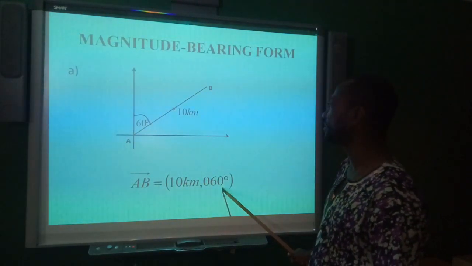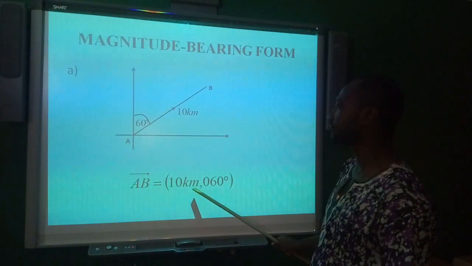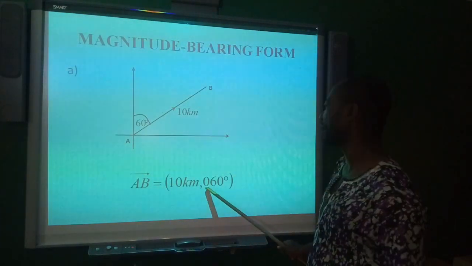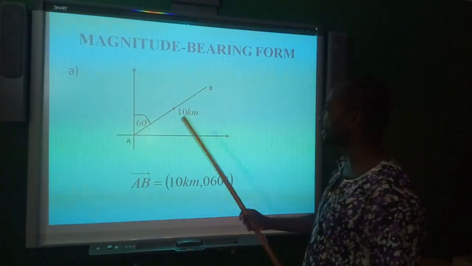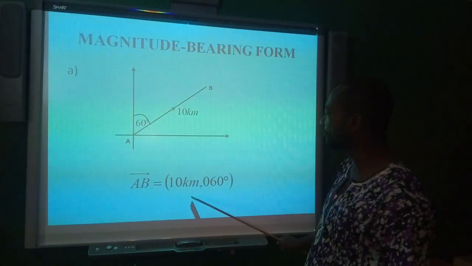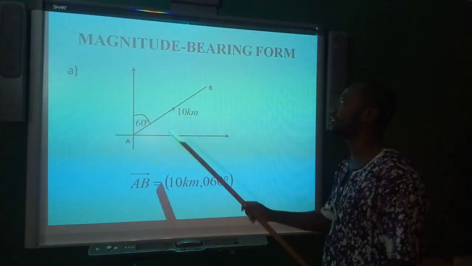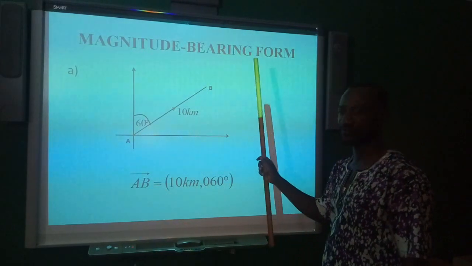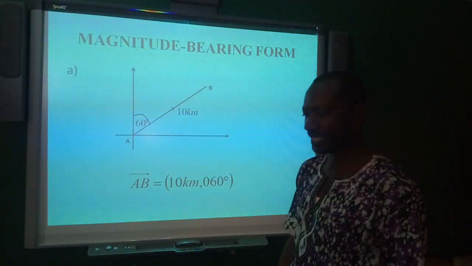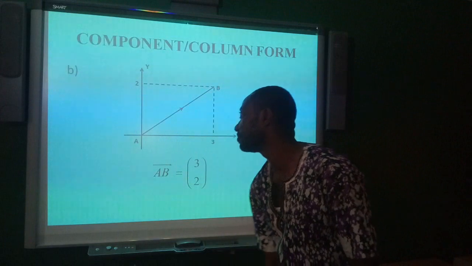So to write this vector AB, you write the magnitude 10 kilometers and also add the direction, which is 60 degrees. But because it is bearing, it is written in 3 digits. That is why we have 060 degrees. So this vector AB shows magnitude and then direction. So it is written in magnitude bearing form. Let's move on to the next form.